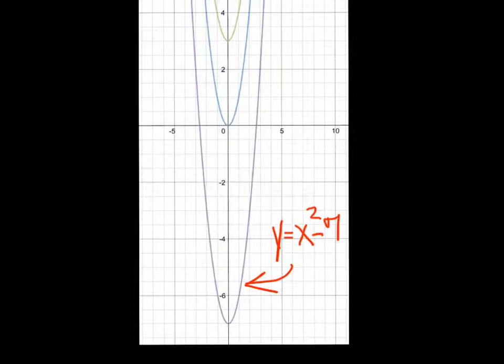And here is y equals x squared minus 7. It moved it down from the original place there at the origin down to negative 7. Notice that it moves the way that it looks. If it's minus 7, it's going down 7. If it's plus 3, it's going up 3. It's not the opposite like the other one is.